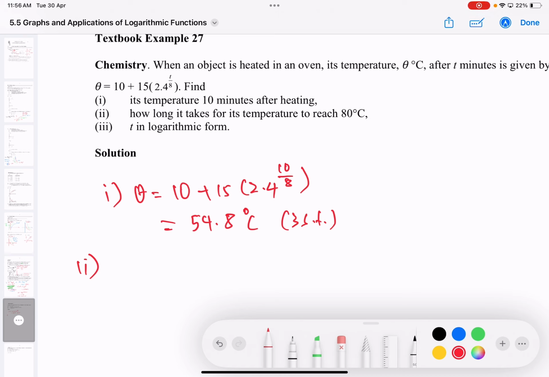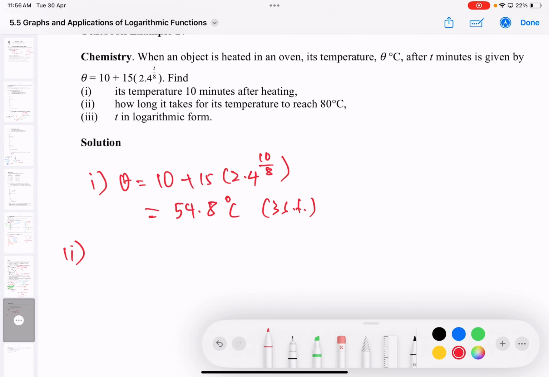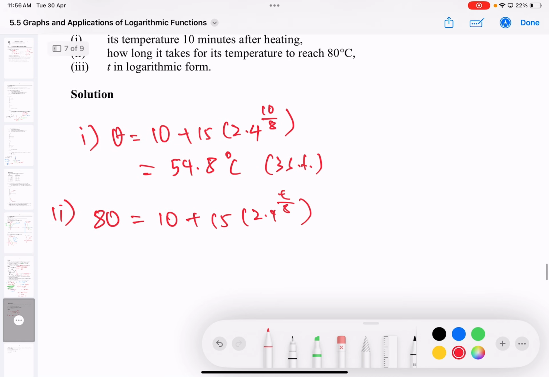Danielle, Sherry, can you start doing? How long will it take for its temperature to reach 80 degrees? So just substitute inside: 80 is 10 plus 15 times 2.4 to the power of T over 8. So we need to solve for T. How do we do that? I bring the 10 over. 70 is equals to 15 times 2.4 to the power of T over 8.